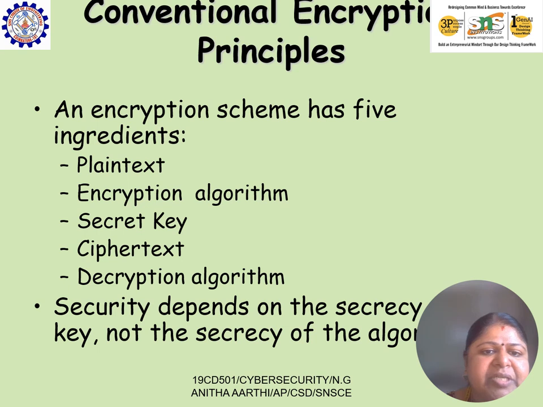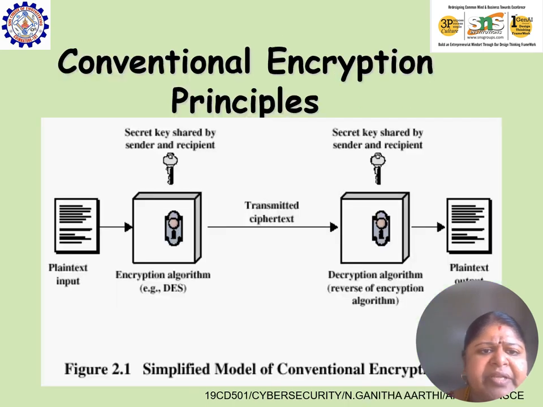An encryption scheme has 5 ingredients: plain text, encryption algorithm, secret key, ciphertext, and decryption algorithm. The security depends on the secrecy of the key and not the secrecy of the algorithm. So the following is the block diagram of the simplified model of conventional encryption. As you see, the plain text has been converted into ciphertext. When the ciphertext is created, we use a secret key which is shared by the sender and the recipient, and this is the example.